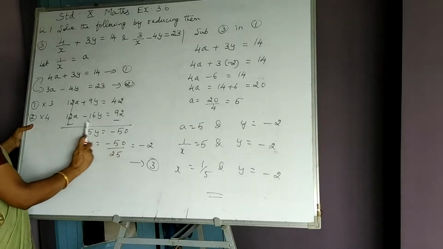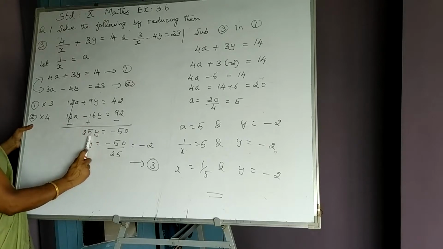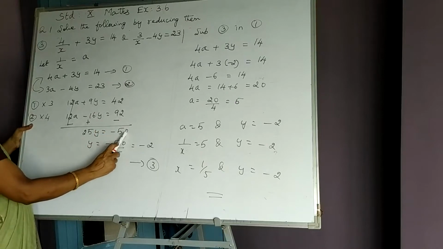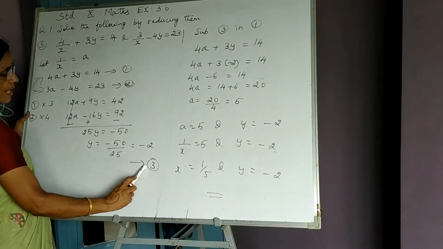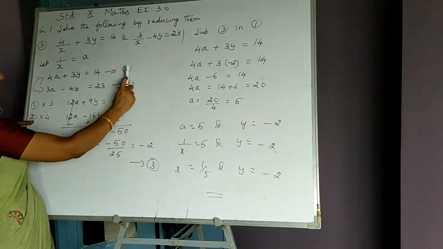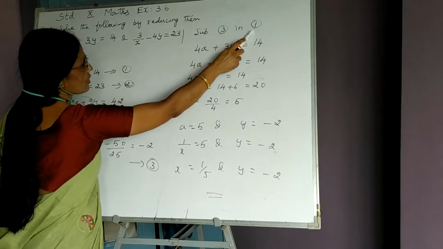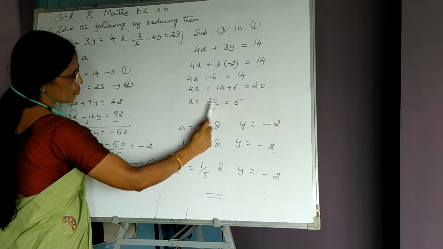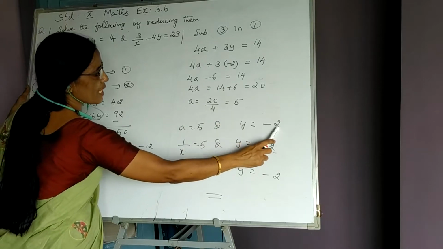Changing sign here for the second equation, we get 9y plus 16y equal to 25y. a terms are getting cancelled. Simplifying these two, we get minus 50. Therefore, we got y value equal to minus 2. This I have marked as third equation. So, the value of y can be substituted either in the first equation or in the second equation. Here I have considered the first equation. So, replacing the value of y by minus 2, we get a value equal to 5. Therefore, a is equal to 5 and y is equal to minus 2.